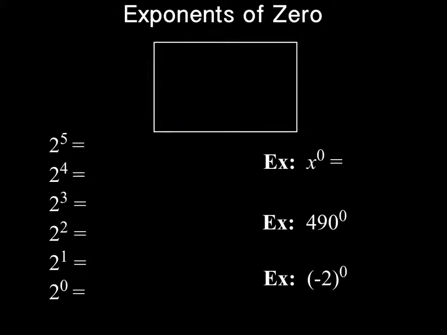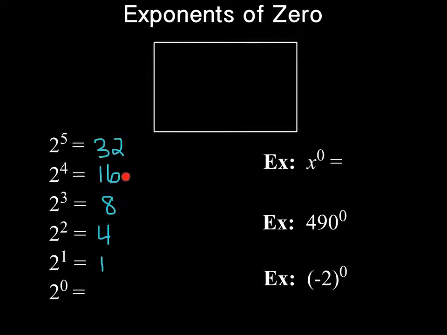So exponents of 0, you can see because, okay, so 2 to the 5th, 32. 2 times 2 times 2 times 2 times 2. 2 to the 4th is 16. 2 to the 3rd is 8. 2 to the 2nd is 4. 2 to the 1st is 2. So over here, I'm decreasing my exponents by 1 each time. The next logical exponent would be 0.